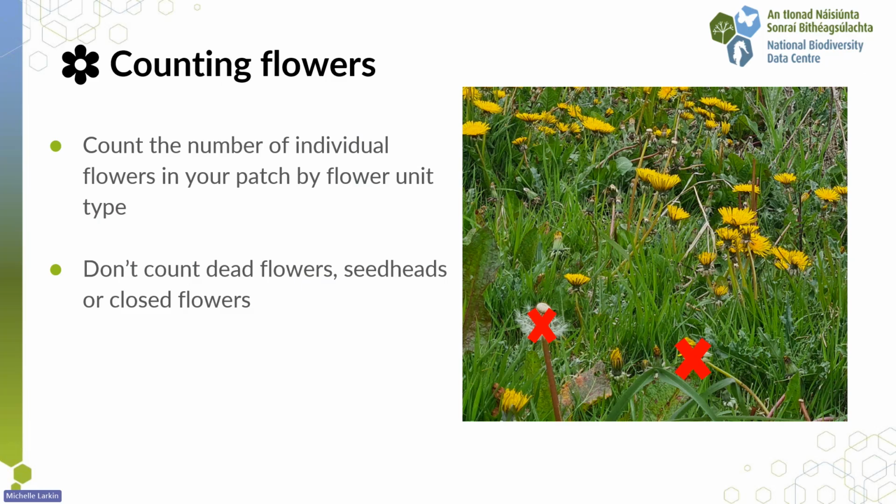So in terms of when you've set your plot and you've decided what plant you're going to be doing the fig counts on, the next step is to count the number of flowers. You count the number of individual flowers in your patch by what we call a floral unit. I'll describe that a little more in the next slide. It's important that you don't count dead flowers, seed heads, or closed flowers. Only count fresh, open flowers. So here in this picture, you'd ignore the seed heads and any flowers that are closed.